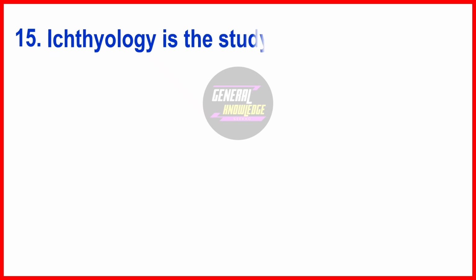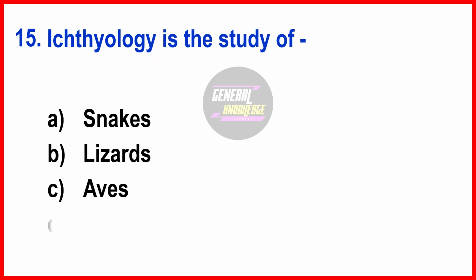Question number 15. Ichthyology is the study of. The right answer is option D, fish. This includes their biology, behavior, ecology, and evolution. It also studies how fish interact with their environment and other organisms.